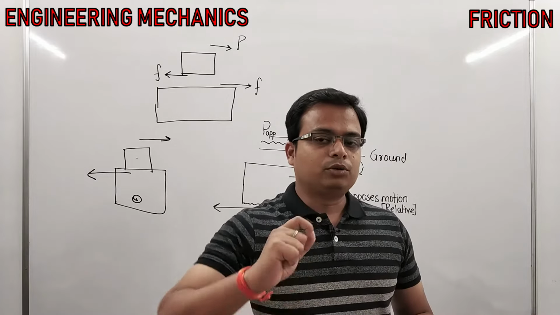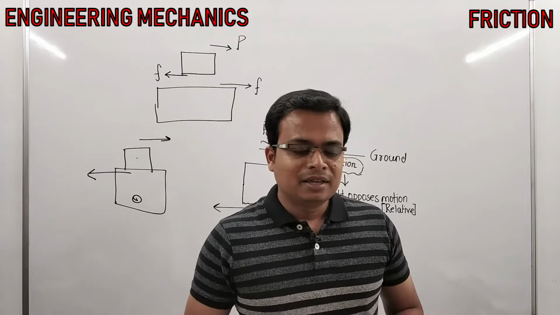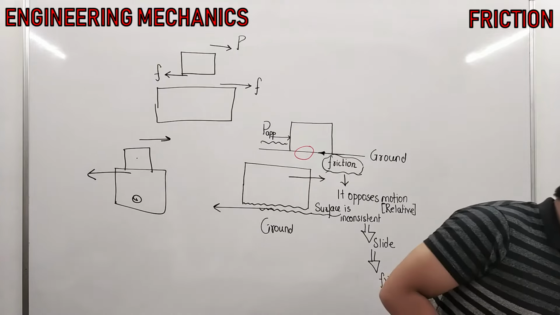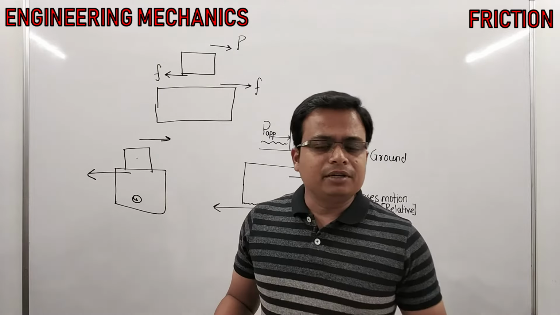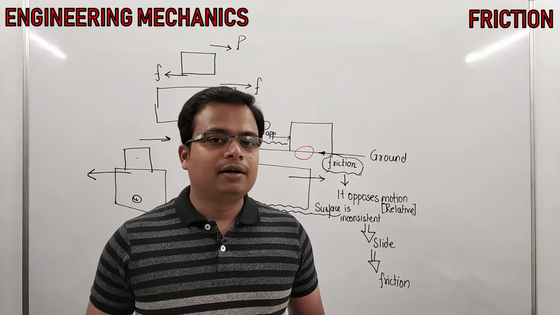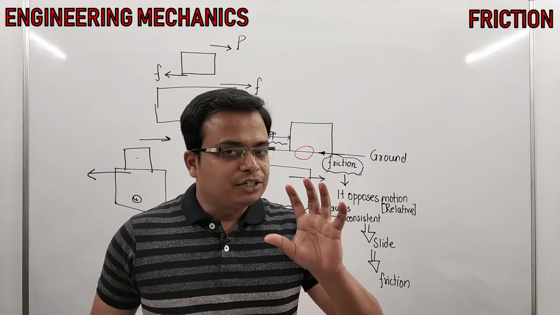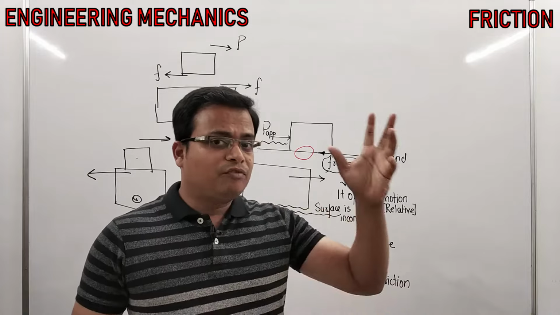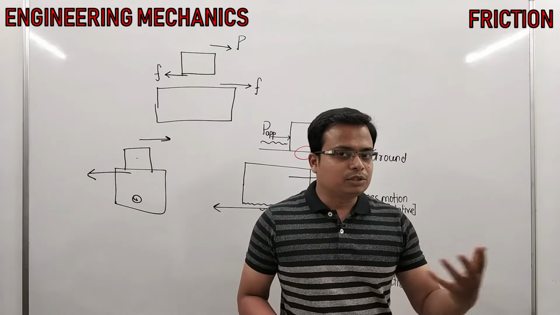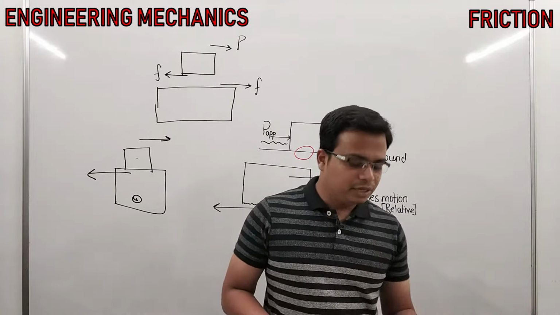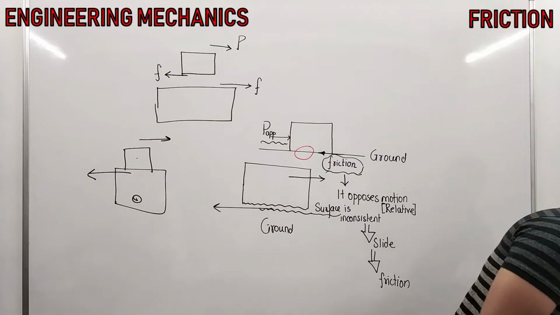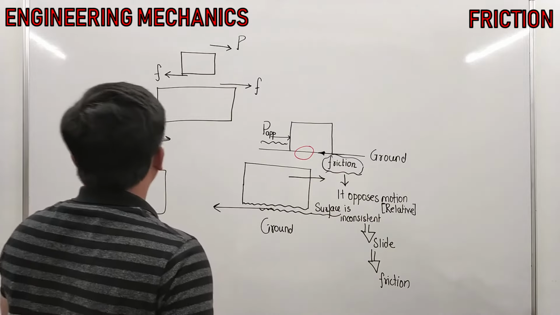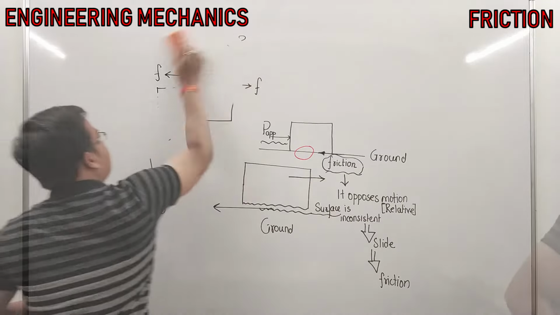It is always going to oppose the motion. Now, another important thing, a demonstration basically, which is going to help you understand what sort of a friction is developed when a body is in a state of rest and what sort of a friction is developed when a body is in a state of motion or in a state of steady motion, let's say. To understand this phenomena, I'm going to be giving you a demonstration.